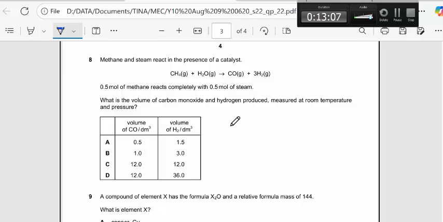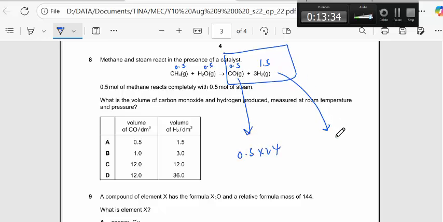Methane and steam react. Okay, so if 0.5 mole of methane react completely with 0.5 mole of steam, what is the volume of carbon monoxide and hydrogen produced? Remember, if this is 0.5, this is 0.5, and this is 1.5. Okay, so volume is 0.5 times 24. This one is 1.5 times 24. So it's like 12 and 36. D.